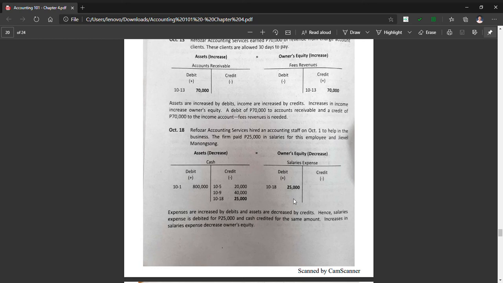Repository Accounting Services. On October 18, Repository Accounting Services hired an accounting staff on October 1 to help in the business. Okay, so on October 1, nag-hire tayo. So on October 18, nagbayad na tayo ng salaries nila. Right? So the firm paid 25,000 in salaries for this employee. Okay, so nagbayad tayo ng 25,000 in salaries. Right?